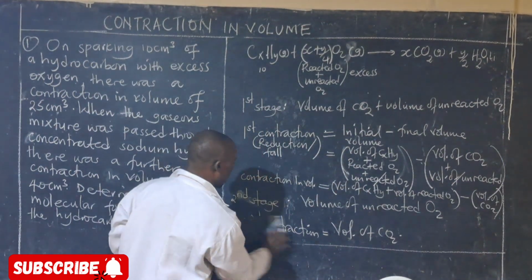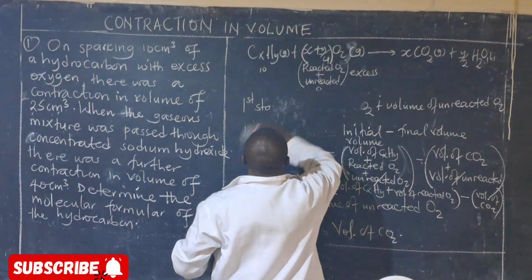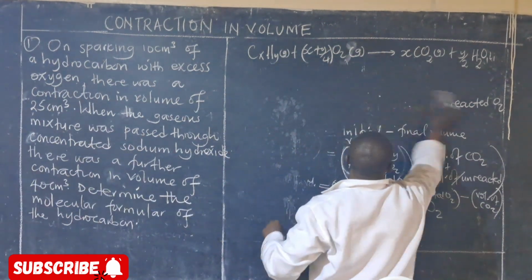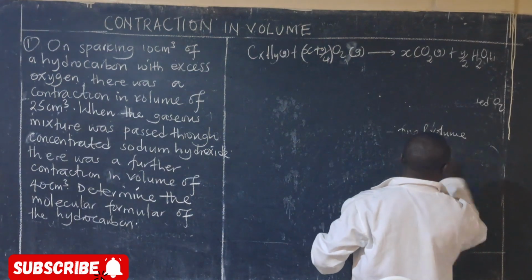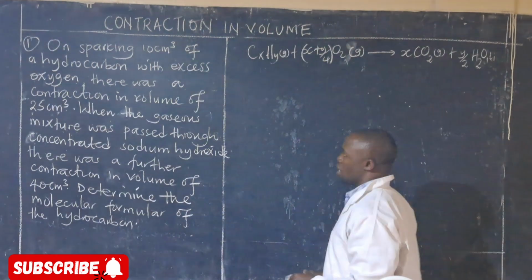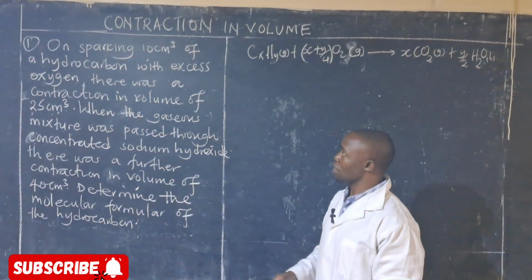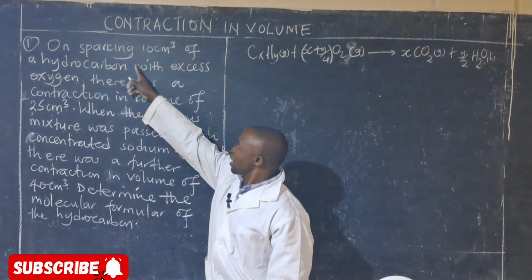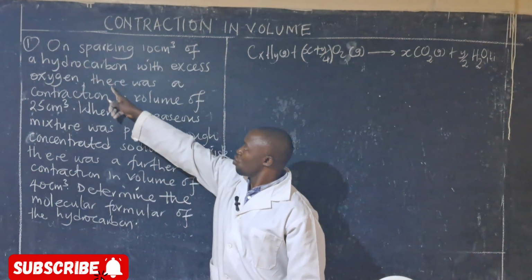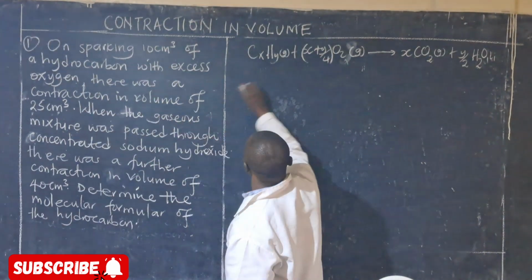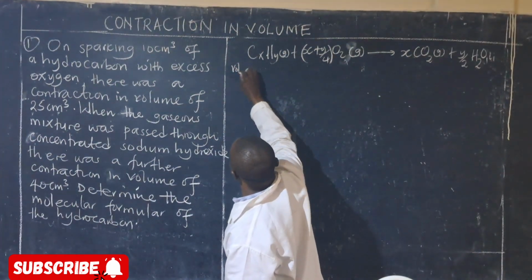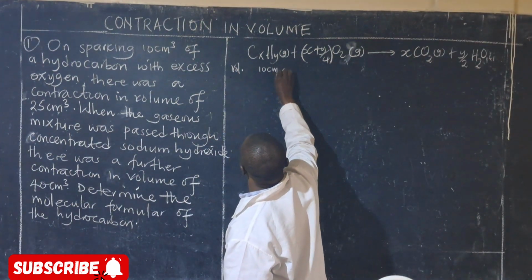Let's dive into question 1. Let's look at example 1. On sparking 10 cubic centimeters of a hydrocarbon, they introduce 10 cubic centimeters, so volume, producing 10 here.